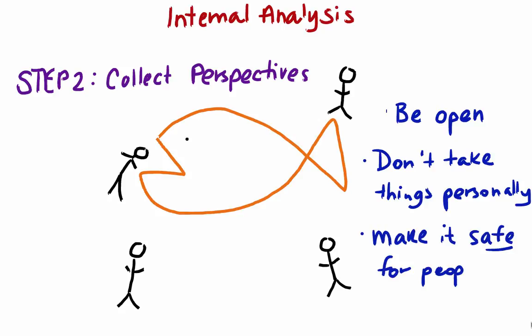Make it safe for people to be honest. It's not easy for people to speak their mind, especially if their boss is in the room. Make it a little bit easier for them by being honest and vulnerable yourself and by really hearing what they have to say. You can also break people up into smaller groups, or even safer than that, you can collect anonymous survey feedback so that people feel it's as safe as possible for them to say what's on their mind.